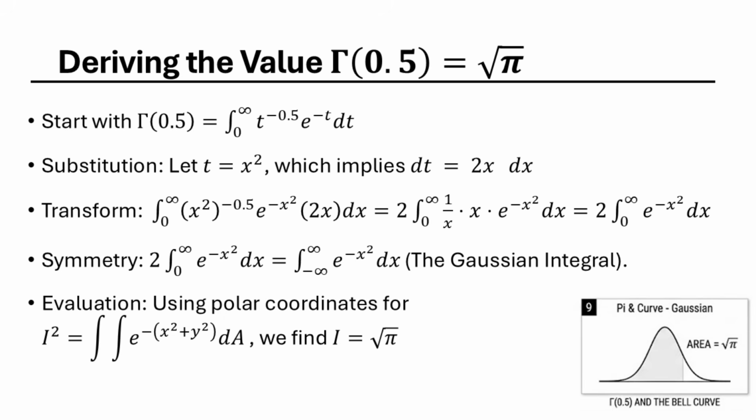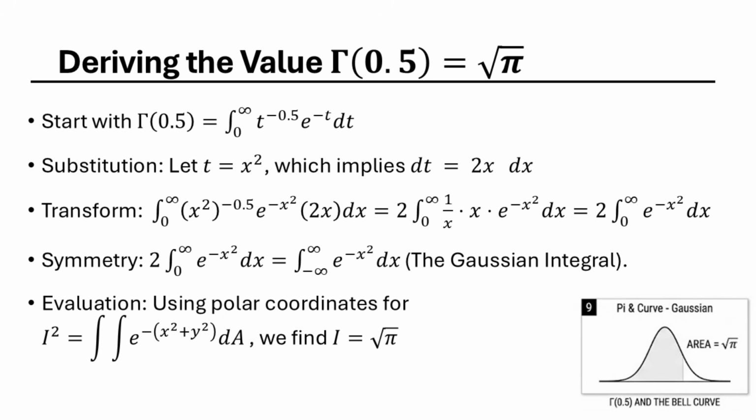Look at what happens to the variables. The x in the denominator from our first term and the x in the numerator from our dt term cancel each other out perfectly. We are left with the integral of 2 times e to the power of negative x squared dx, still evaluated from 0 to infinity. Because the function e to the power of negative x squared is perfectly symmetrical around the y-axis, the area from 0 to infinity is exactly half of the total area from negative infinity to infinity. Therefore, 2 times the integral from 0 to infinity is the same as the integral from negative infinity to infinity of e to the power of negative x squared dx.